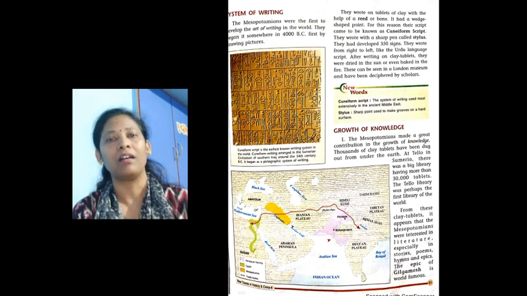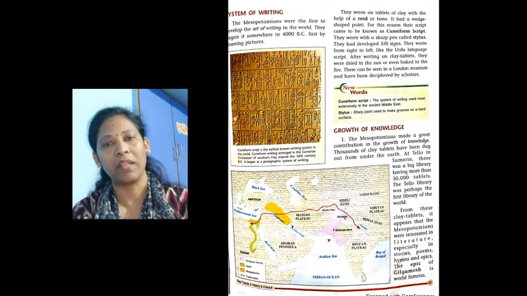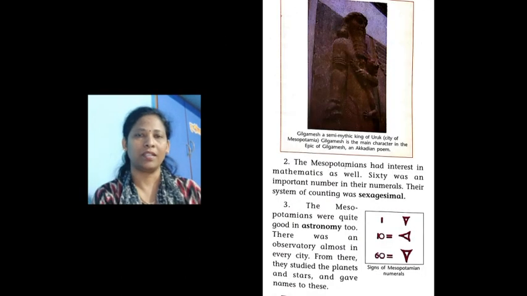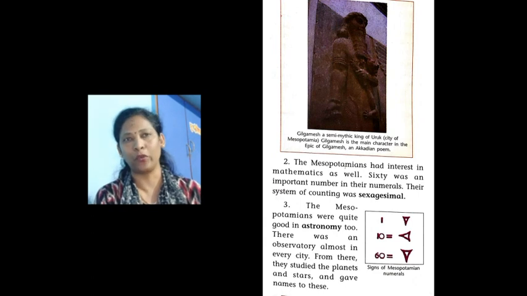Epics means a poem where they explain about the adventures and the deeds of the king who ruled in that period. Okay, here in this picture you can see Gilgamesh, a king of Uruk, city of Mesopotamia. And Gilgamesh is the main character in the Epic of Gilgamesh, an Akkadian poem.